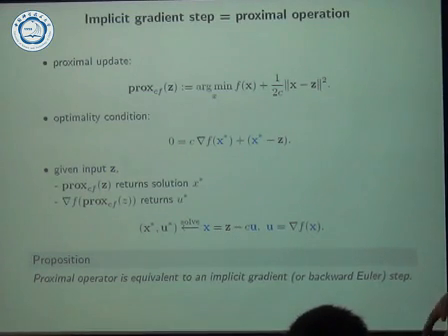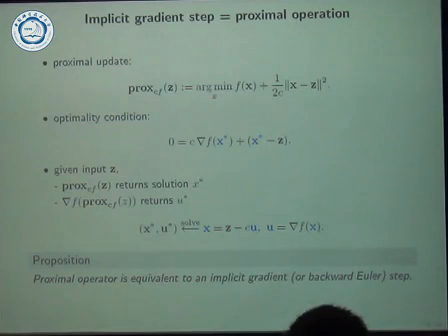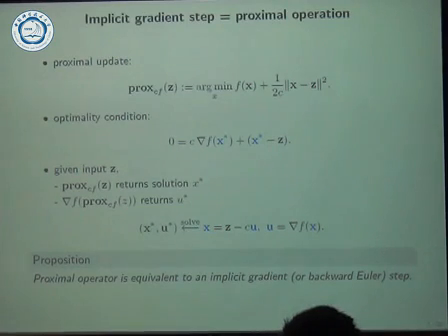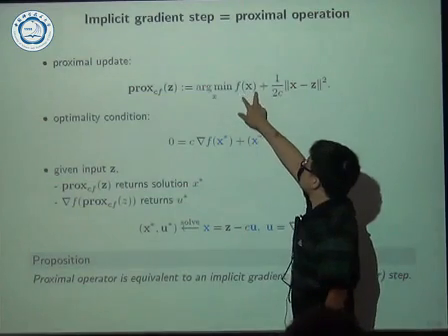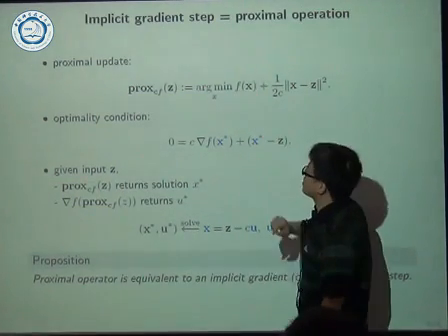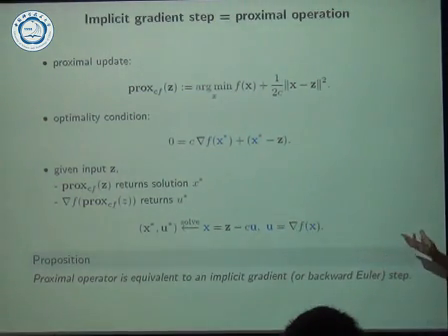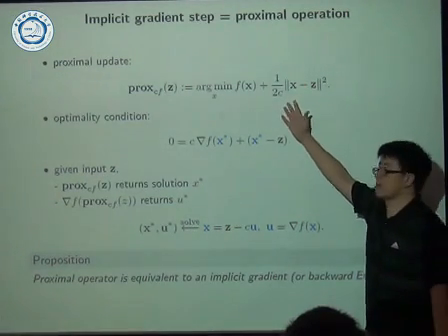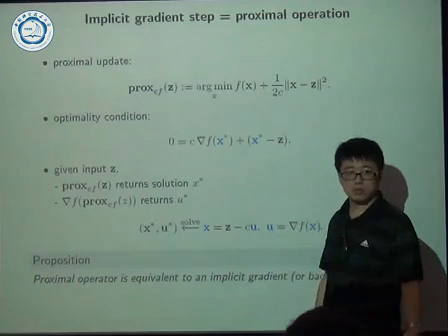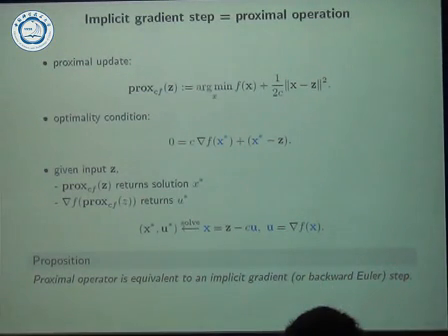So the proximal operator is equivalent to an implicit gradient, or backward Euler. Same idea. Now the question is, why do we do this? Do we gain anything? If you linearize this function, it's much simpler. But this problem, just looking at it, is not easier than minimizing the original f of x. Why do we do this? Can somebody guess?